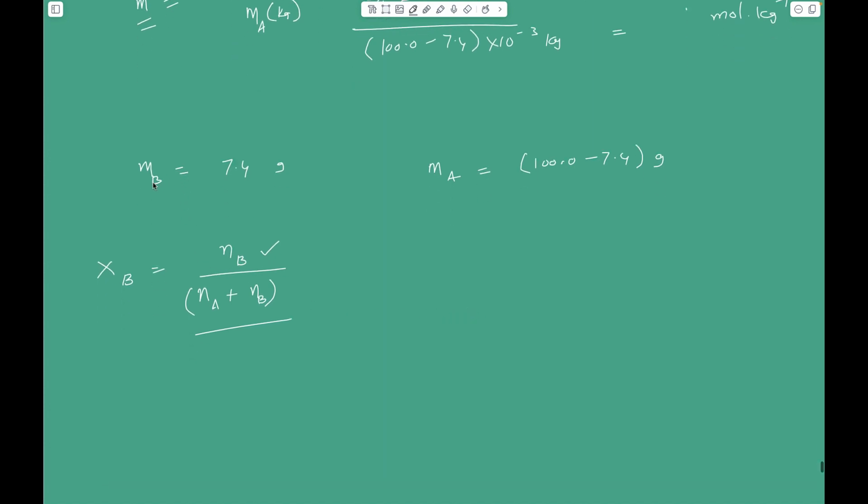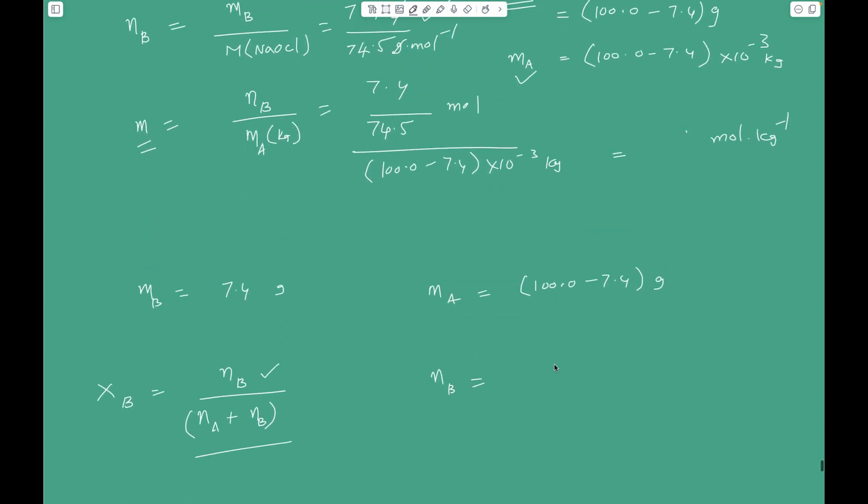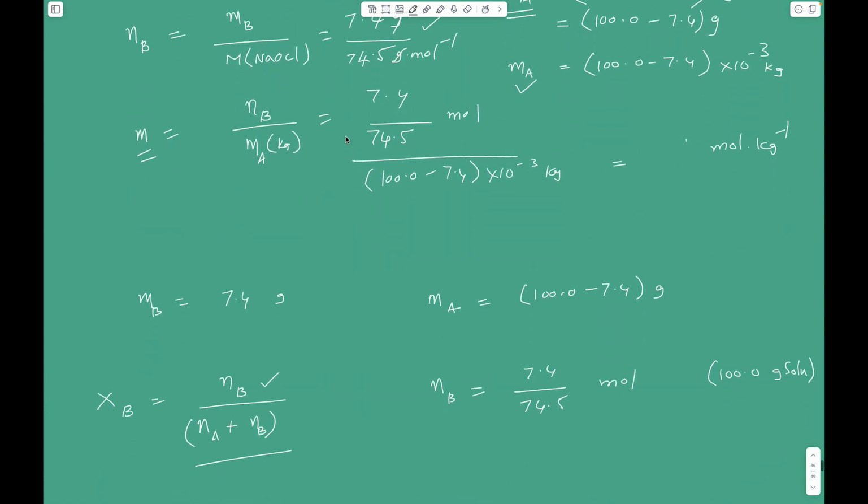How do you get the number of moles of solute? You already figured that out here, right? So it is 7.4 over 74.5 mole. That is the number of moles of solute present in 100 grams of the solution. Remember, we took 100 grams of the solution.